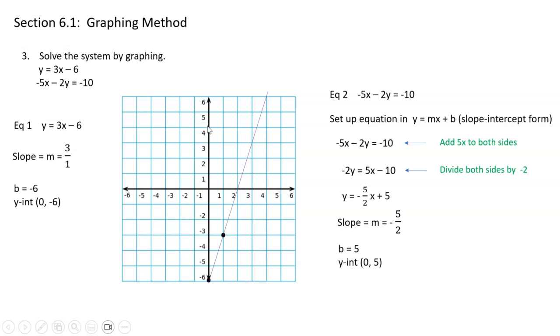So I'm going to go to 0, 5 on the graph, which is up here. Then I'm going to go down 5, 1, 2, 3, 4, 5, and 2 to the right, 1, 2. There's my point. Now I connect the 2 points, and it gives us the point where they intersect, which will be 2, 0. The point where both lines intersect is my solution, which will be 2, 0.